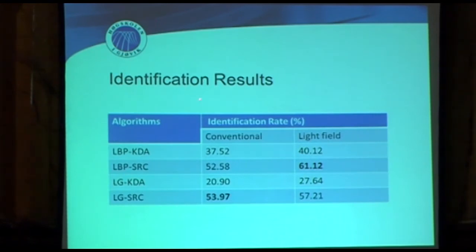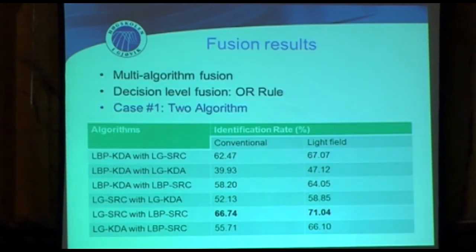Well, we then carried out further identification results on all the 4 algorithms. So as we can observe here, the best result from the conventional camera is 53%, whereas in the case of the light field it is 61%, and still there is a gain of about 8% using the available scheme.